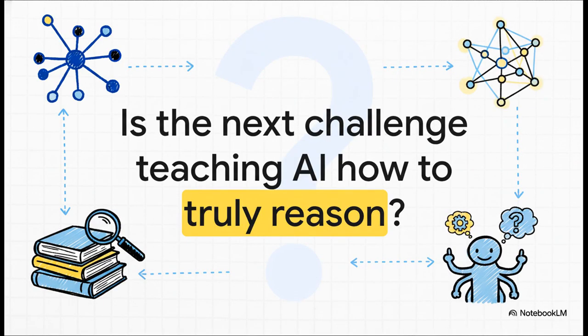You know, the entire evolution of RAG has really been about one thing: teaching AI not just to find information, but to connect it. And that leaves us with a pretty provocative final thought. AI is now incredibly good at finding the dots and connecting them. So is the next great frontier teaching it how to actually understand the picture that emerges?